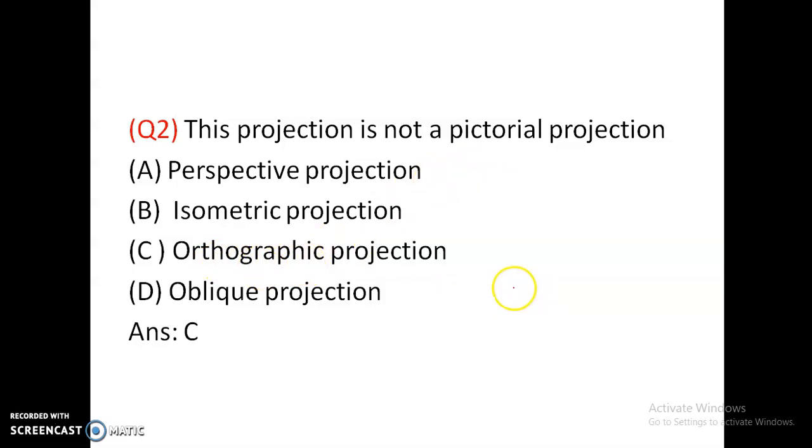In orthographic projection, top view, front view, left side view and right side views are drawn. So it is not a pictorial projection. It is not represented in one view. It is represented in multiple views. So it is not a pictorial projection. So C is wrong.